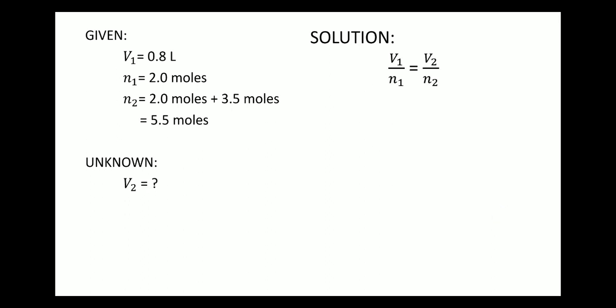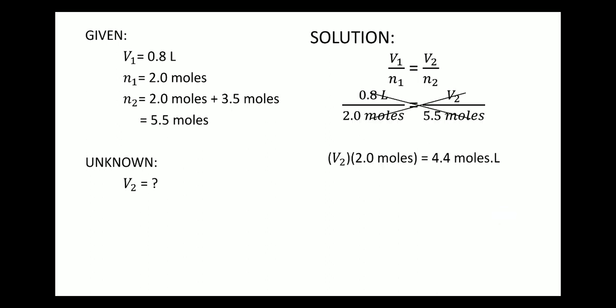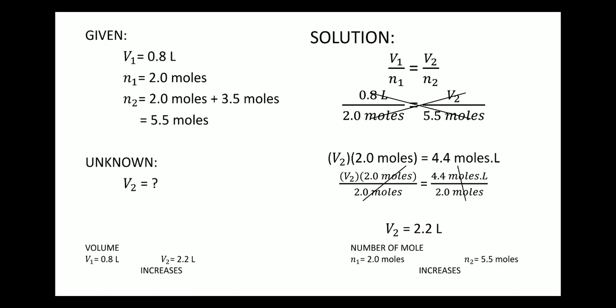Formula: V1 over N1 is equal to V2 over N2. Substituting the values, then cross multiply, copy V2 and 2, then multiply 0.8 times 5.5. The answer is 4.4. Divide both sides by 2 moles. Cancel 2 moles. Then cancel the unit moles on the right. The remaining unit is L. 4.4 divided by 2 is equal to 2.2 liters. Analyzing the values, volume from 0.8 to 2.2 increases. And for the number of moles, from 2 moles to 5.5 moles increases also.